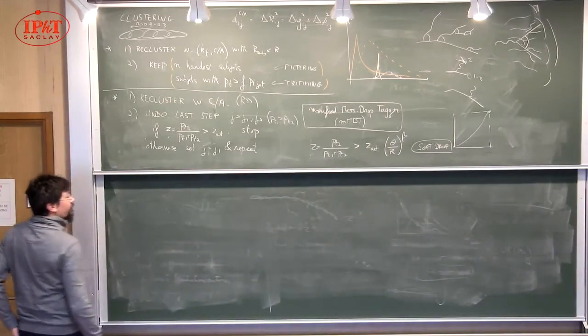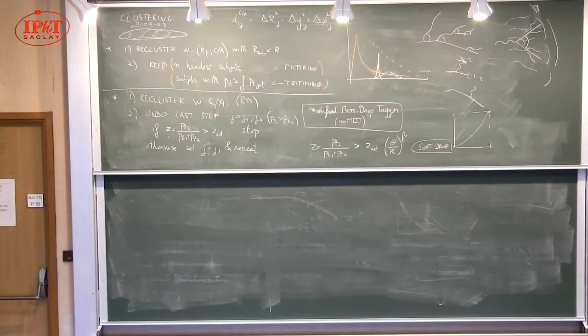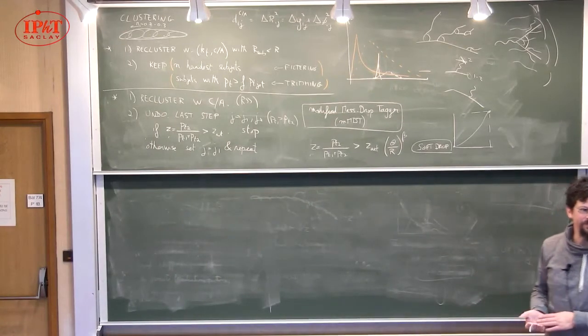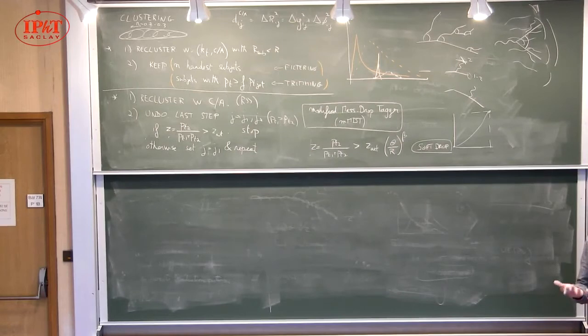So the next thing is discussing radiation constraints. We already discussed a radiation constraint once in this lecture. Do you remember what we discussed? We already discussed one quantity which was meant as a radiation constraint. Aha, that was one of the very first things I did. Thrust. Thrust does exactly that. It tries to measure how radiation is distributed in an event.